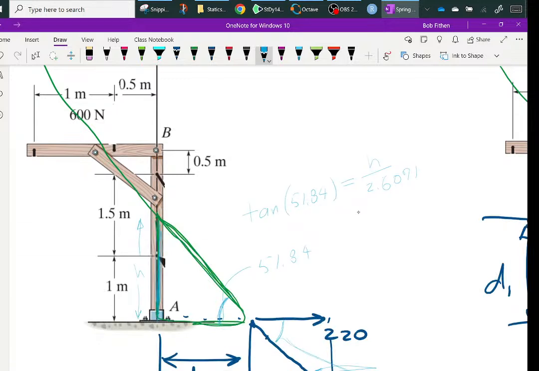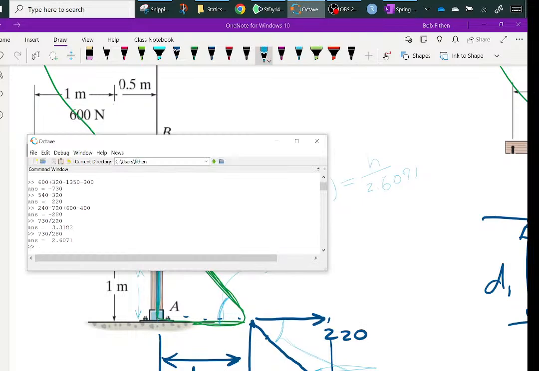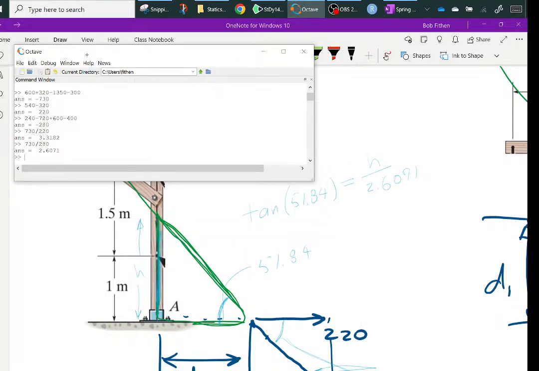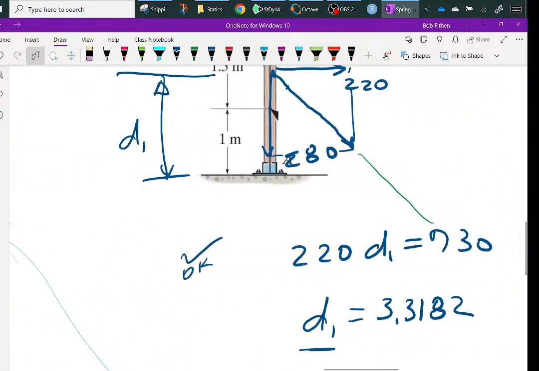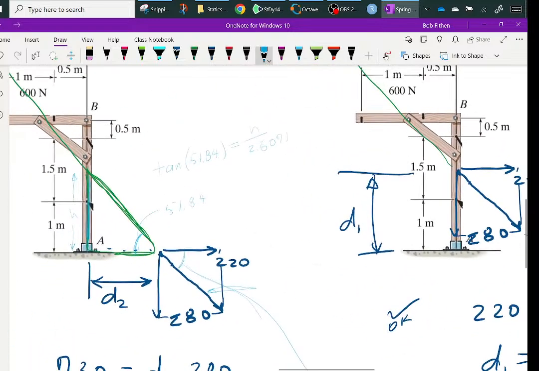Here, I'll just do this on Octave. We're going to have to do the tangent in degrees of 51.84 times 2.6071, which is 3.3178. Okay, 3.31, which is the value. So what I just proved is that transmissibility works.